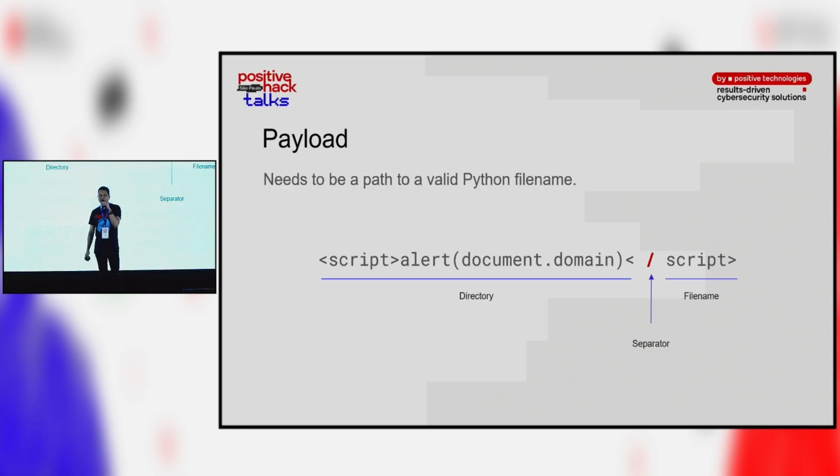Now I need to inject a payload into that, and there were some restrictions about the payload. The payload needed to be a valid path to a valid Python file name, and the project also needed to be a valid Python application. So if you wanted to inject this payload as a path, it would be injected like this. The first section will be a directory, then the slash from the closing tag will be the path separator, and the rest will be the file name.